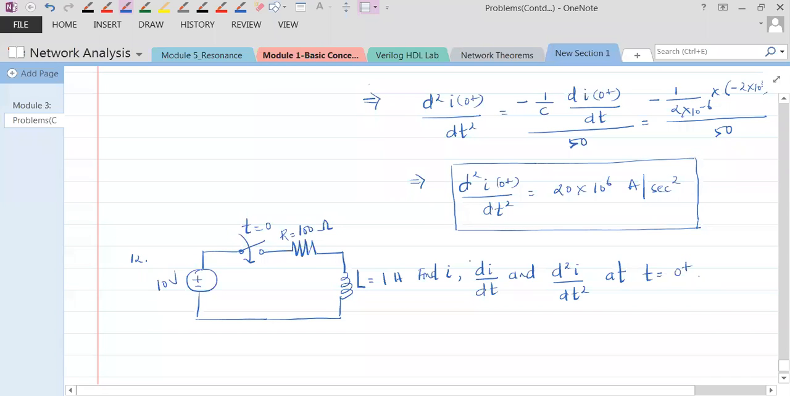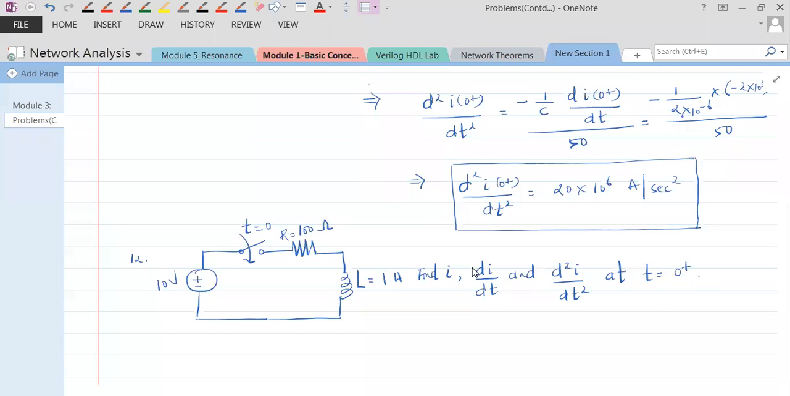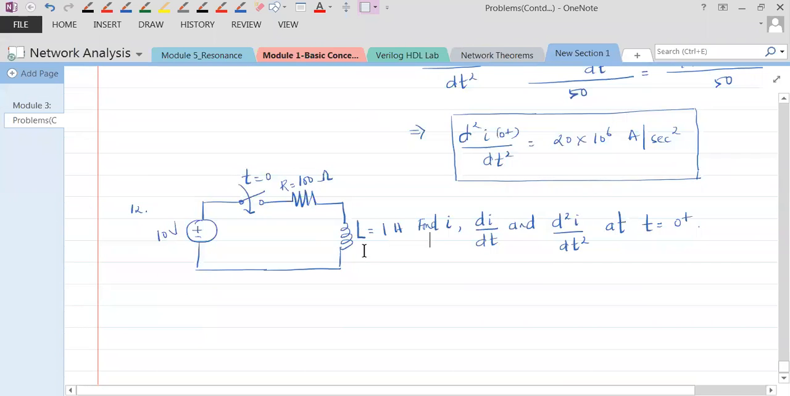So I'll give you the answers, and you can solve it yourselves. Now, the inductor is there, so the current that you would consider is the current through the inductor, mind you. But it was not the case in the previous problem. Since the capacitor was there, the current that was flowing there was not actually current through the inductor. So that difference you need to consider.